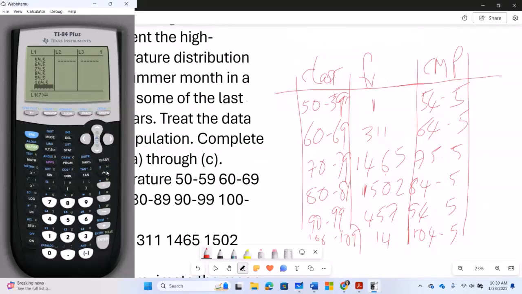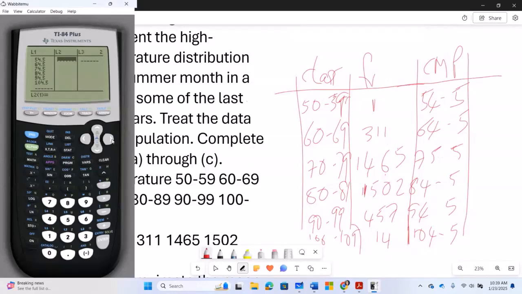So the next thing now is to go to L2 and tell my calculator that I have frequency. I have frequency because this data is not a raw data. This data is a group data. I don't know where the raw data is. So I must have frequency. Because I'm given a group data, I must have frequency. So what is the first frequency?